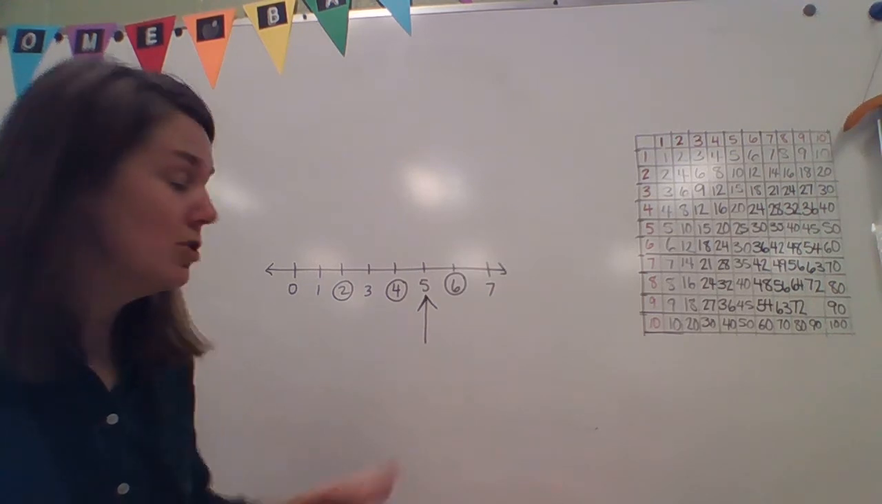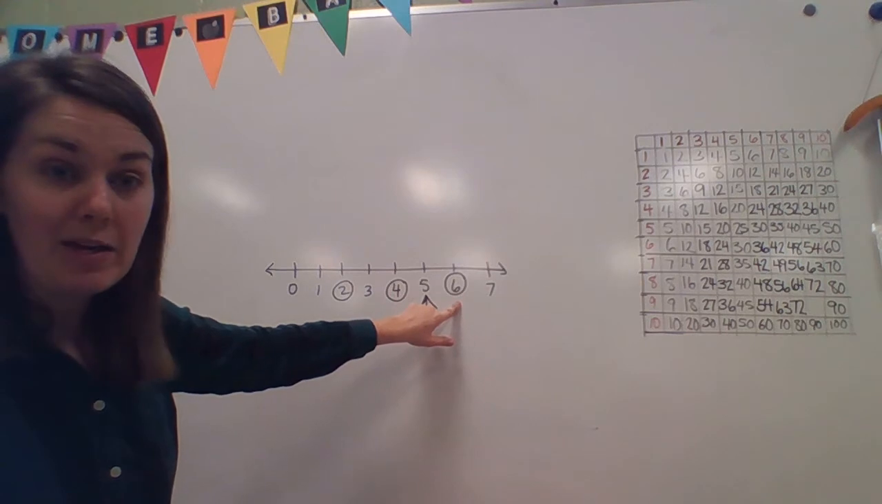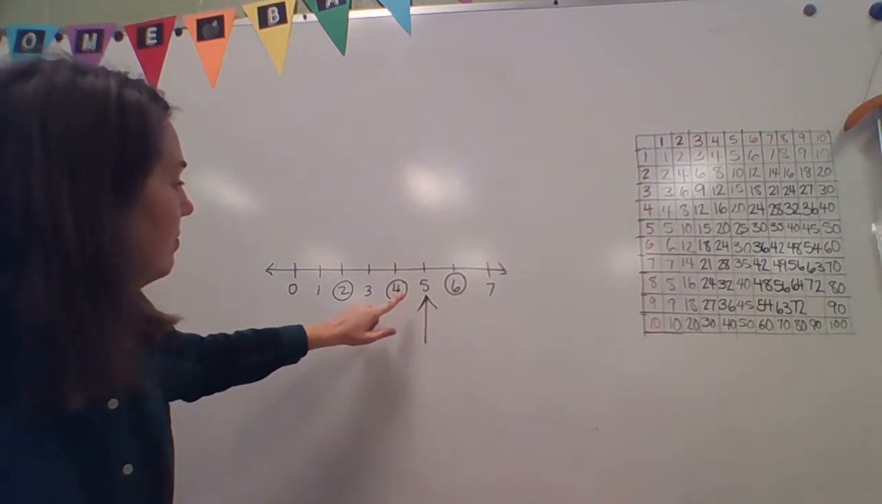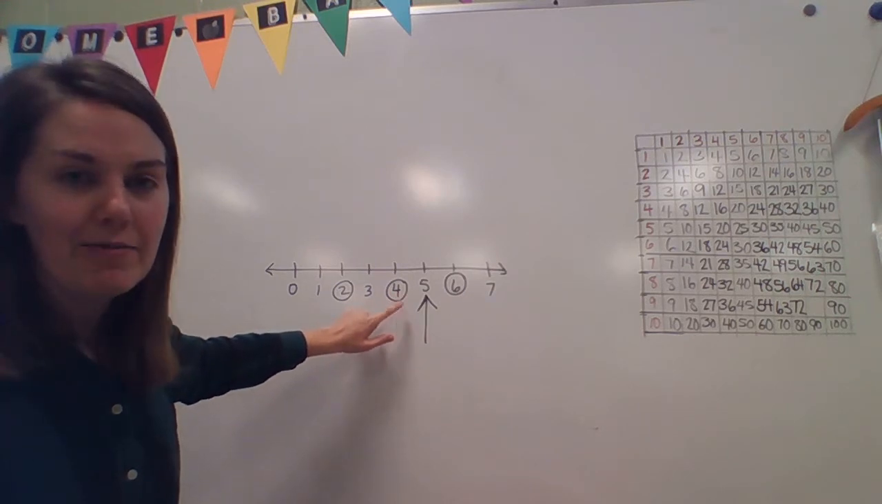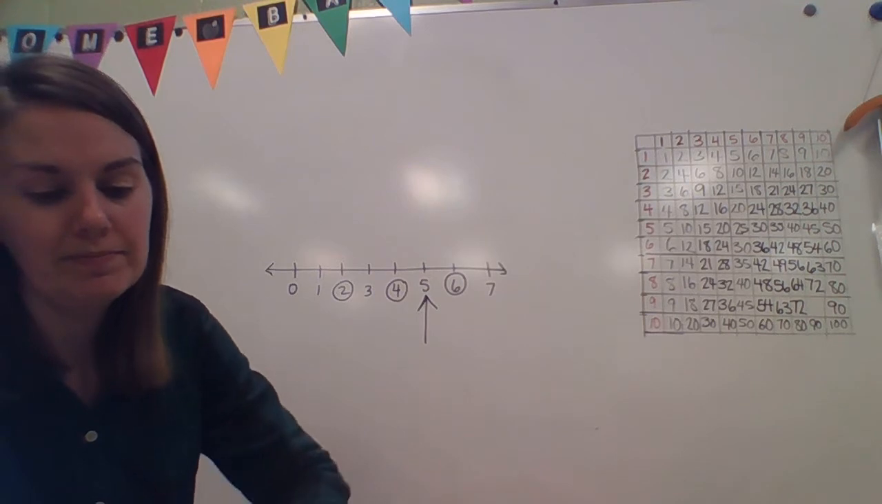So the multiples of 2 are the ones that are circled. If I had another cup, I could make 3 full batches. But since I only have 5 cups, I can make 2 full batches, but I would still have some left over.